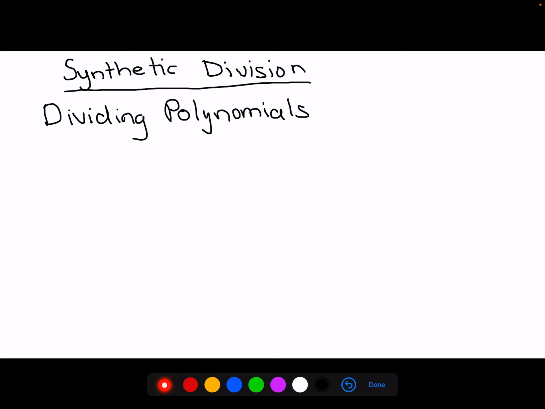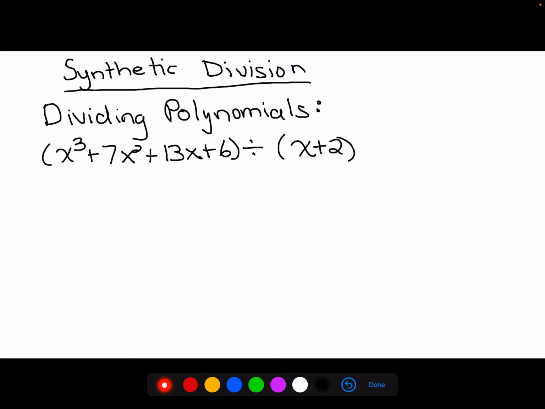So let me do a quick recap of how to do long division with polynomials. And then I'll get into synthetic division and what that means and how it matches up. Let's say that you have the polynomial x cubed plus 7x squared plus 13x plus 6, and you want to divide that by the polynomial x plus 2. So we have polynomial division we're doing.